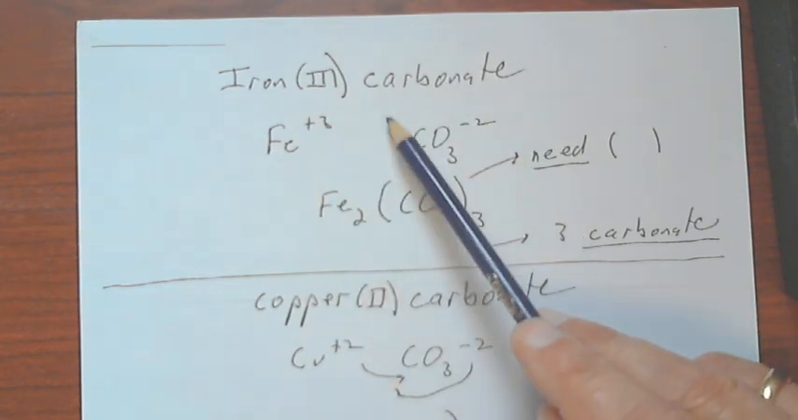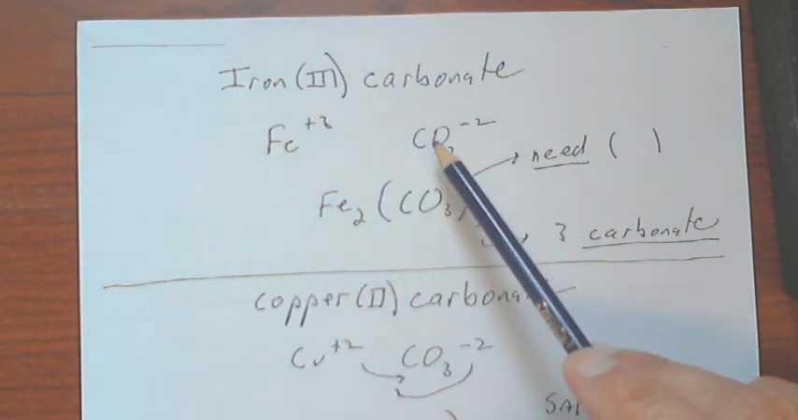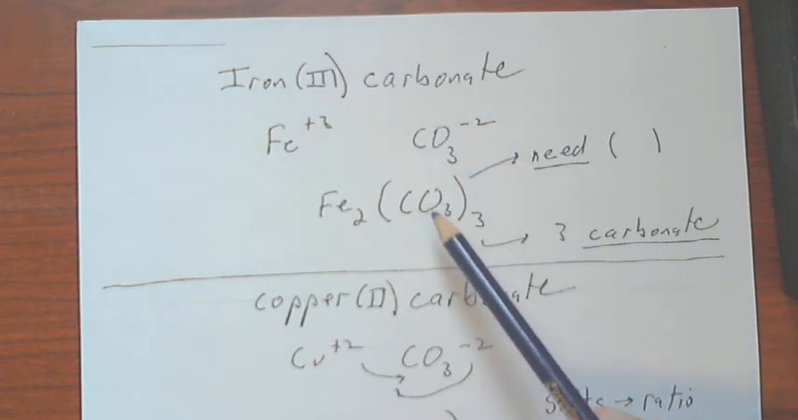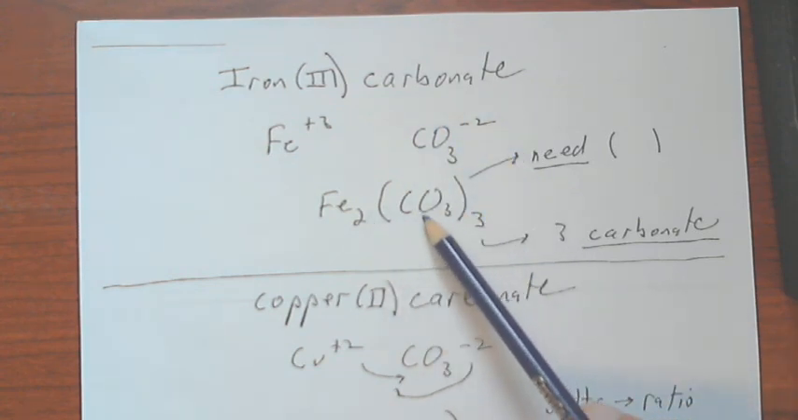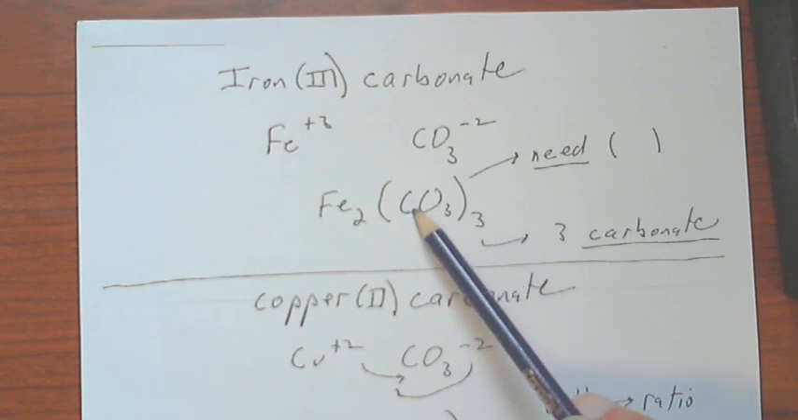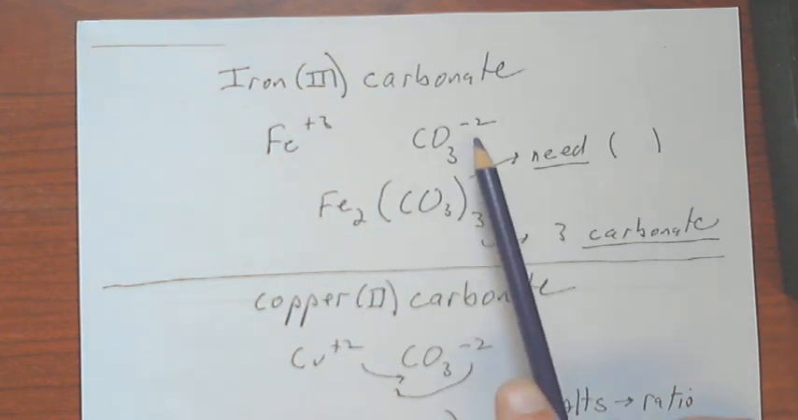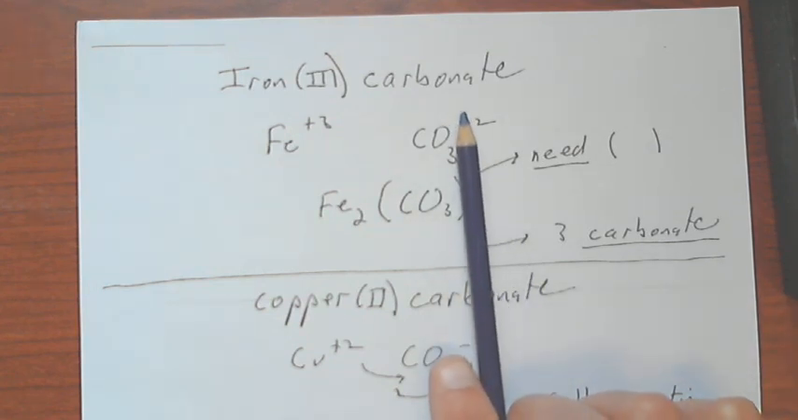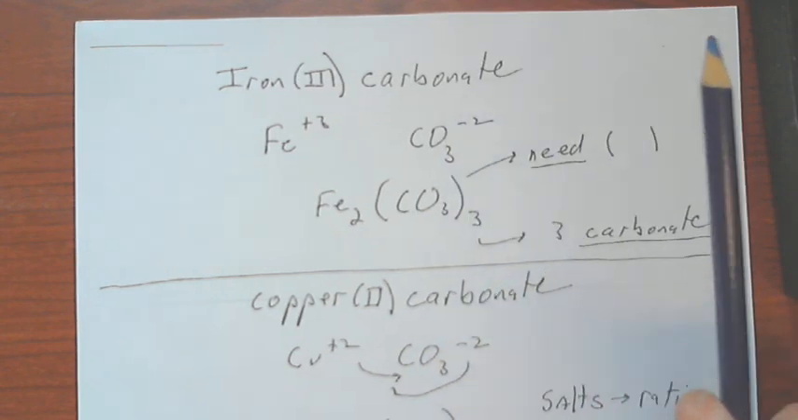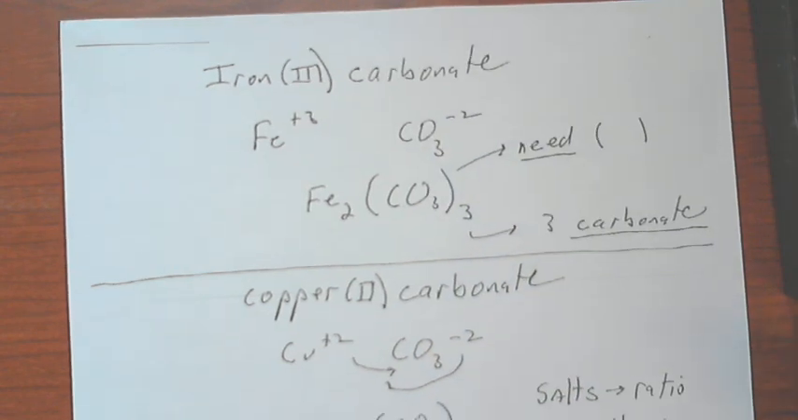You crisscross, the 2 goes to the iron, the 3 goes to the whole carbonate, right? So you have to have carbonate in brackets. So this tells you have 3 carbonates. If you didn't have that bracket there, it would look like CO33 or 33 oxygens, which is clearly wrong, right?